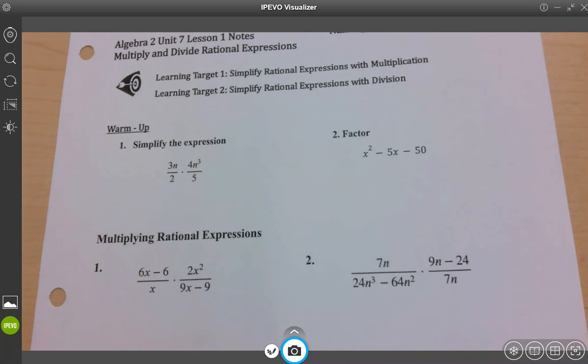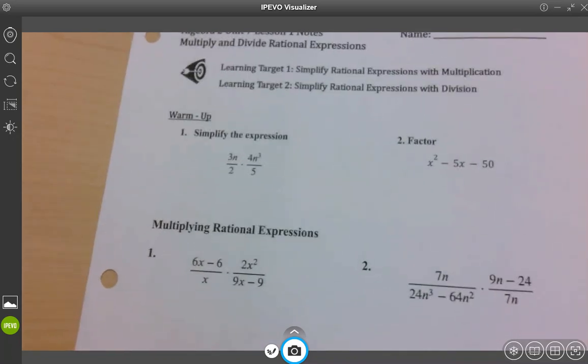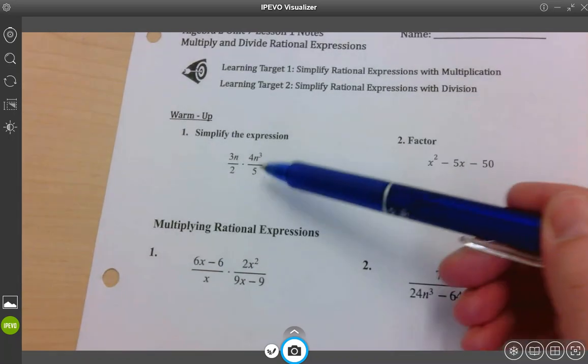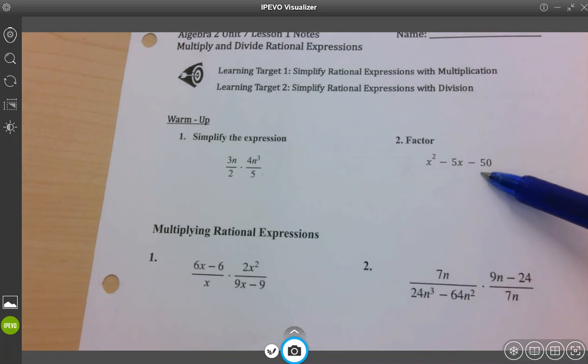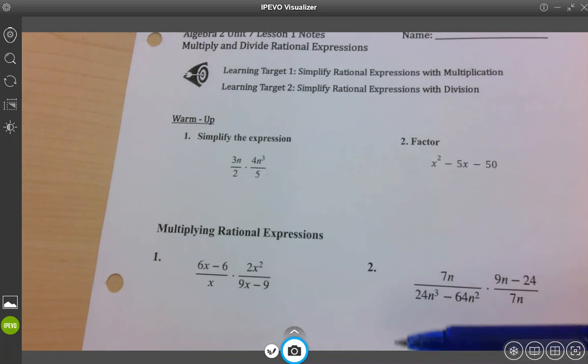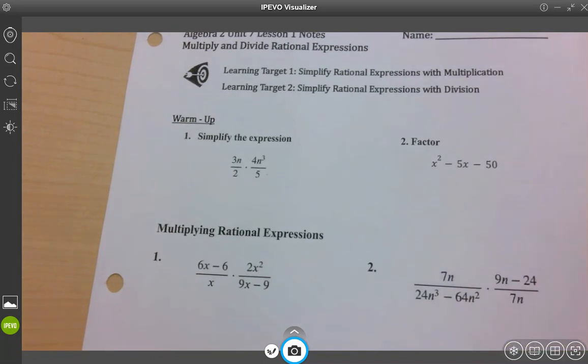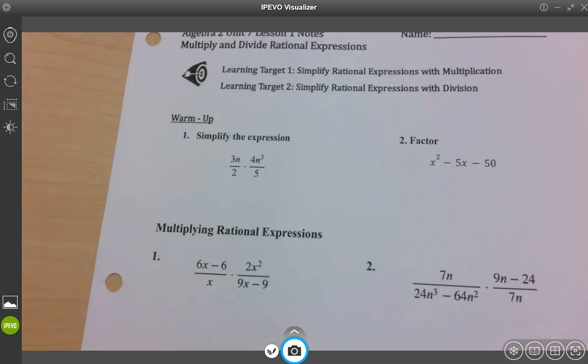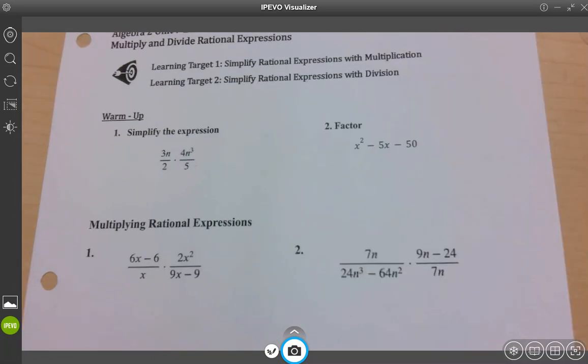Okay. So we're going to do a short warm-up to review some things about exponents and factoring. So just take a minute and try problems 1 and 2, see what you can remember. And if you're not 100% sure, that's why we use a pencil. You can erase it if you make a mistake. All right, here we go.